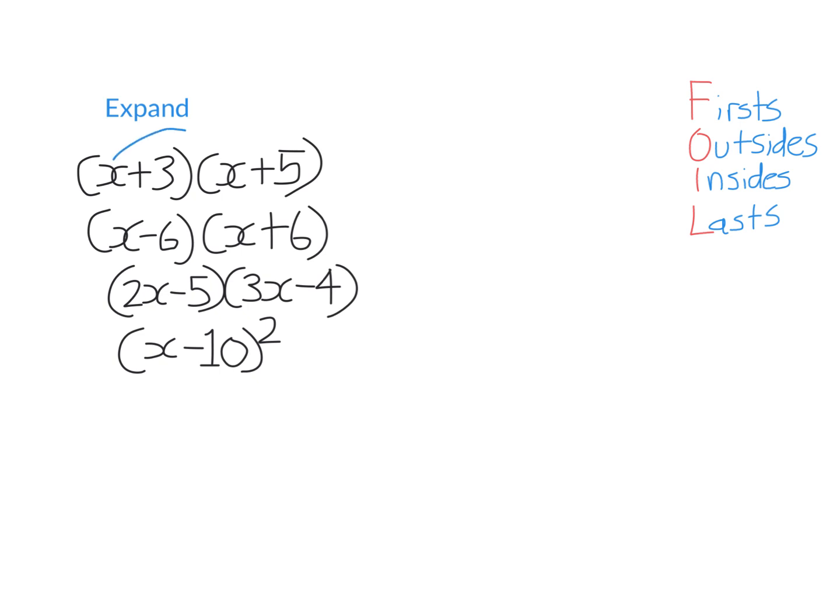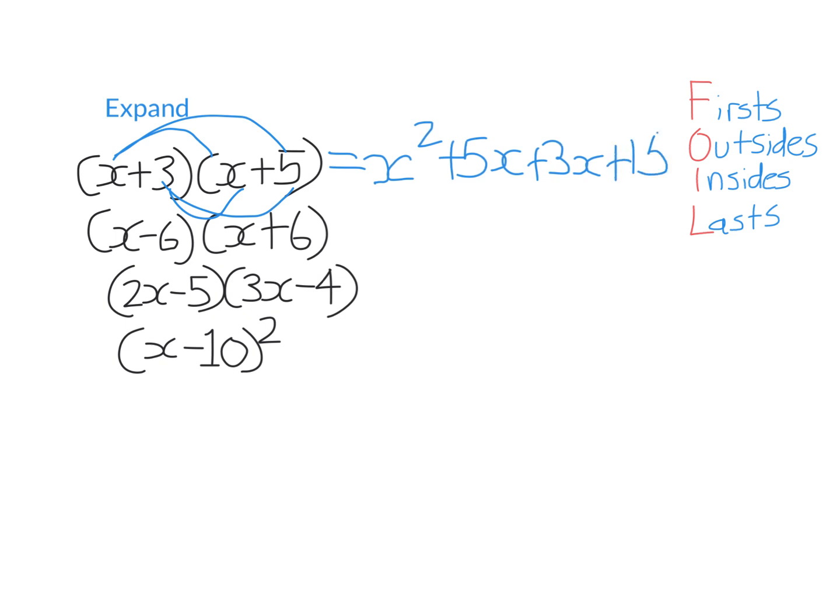So F stands for first. We multiply the thing first in each bracket, so x times x gives us x squared. Outsides is the thing on the outside of each bracket, so that's x times 5, which just gives us positive 5x. Insides is 3 times x, so that's just 3x. And last, the thing that occurs last in each bracket, 3 times 5 is just 15.